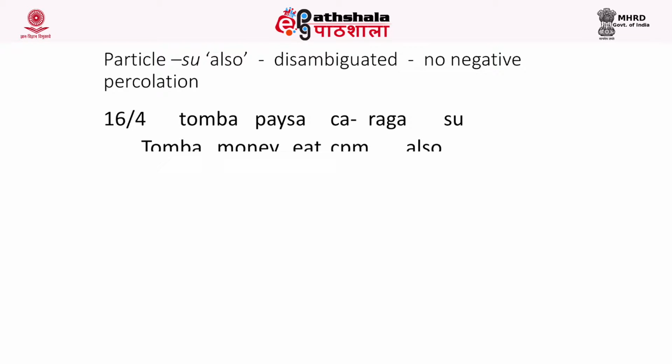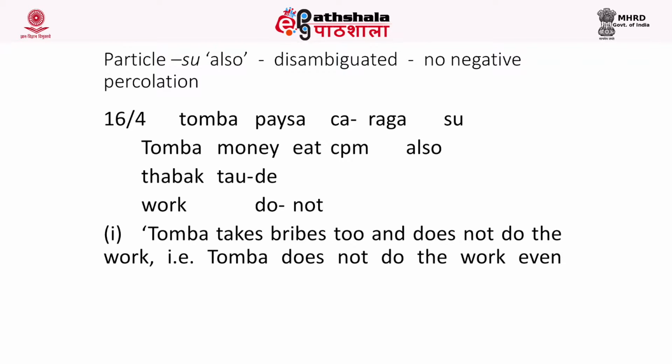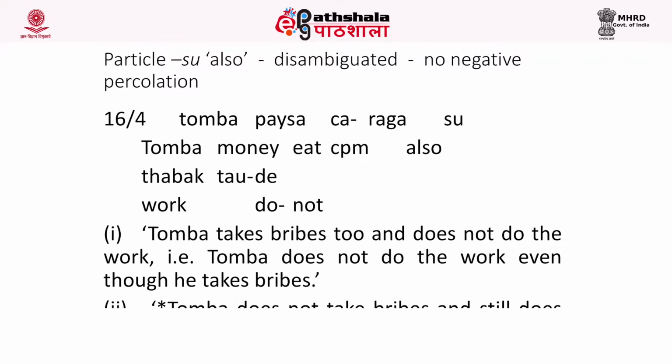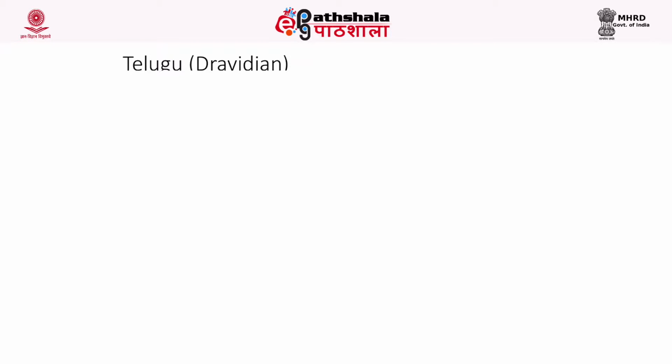Now let us see what happens when you have an inclusive particle, like also. The moment you have the inclusive particle, the sentence is disambiguated. It has only one interpretation. Just as in the case of Hindi Urdu and many other Indo-Aryan languages, the negative does not percolate down to the embedded clause. So this sentence has the interpretation: Tomba takes bribes too and does not do the work. That is, Tomba does not do the work in spite of, or even though, he takes bribes. But it does not mean Tomba does not take bribes and still does the work. Thus, the addition of su, the inclusive particle, to the right of the embedded conjunctive participle disambiguates the sentence. Let us look at Telugu, a Dravidian language.